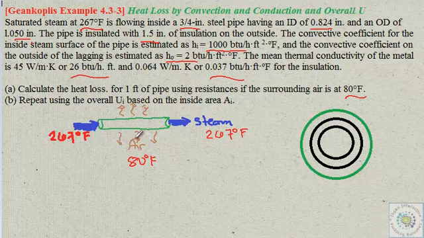So now the problem looks simple. We're just asked to find the heat loss: how much heat is flowing from the steam through the pipe and into the air. I'm also drawing a cross-sectional sketch of that.